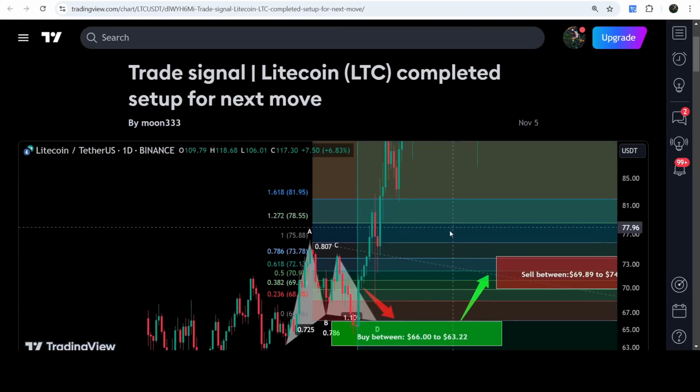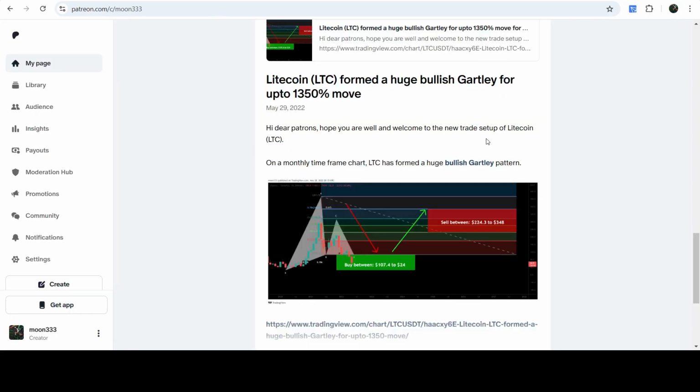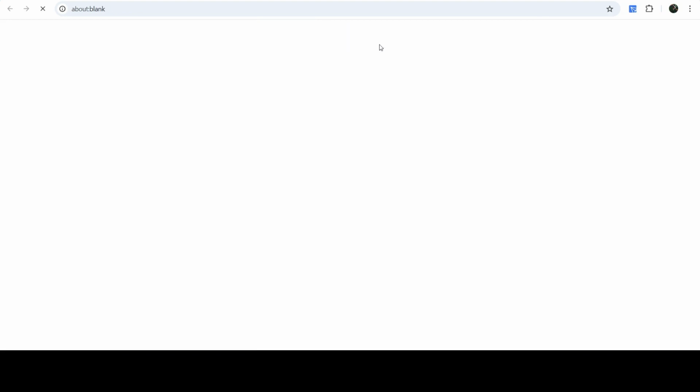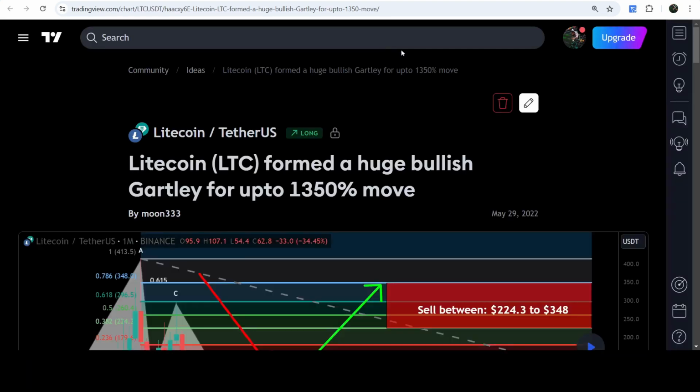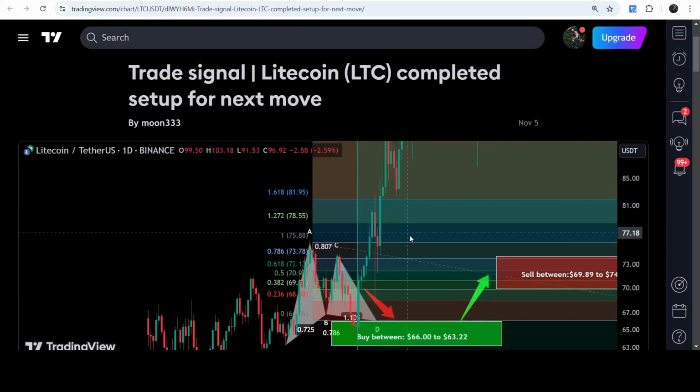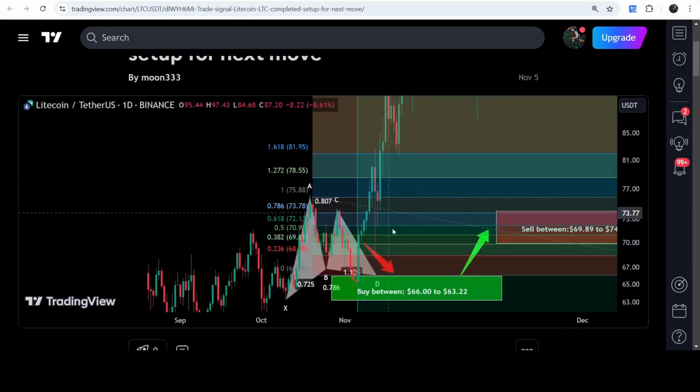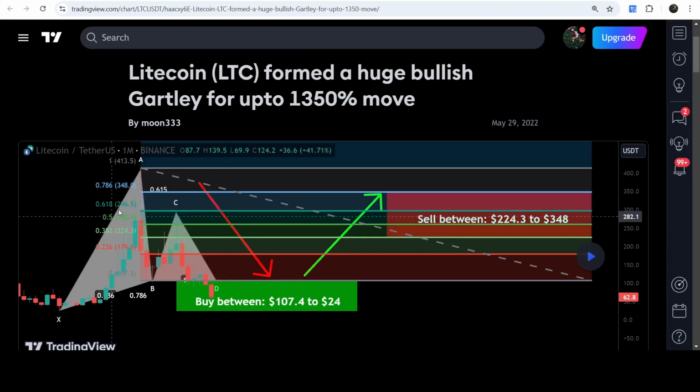Now, let me take you to the long-term trade signal that I shared in the month of May, on 29th of May 2022 with my members. And that was another very, very huge harmonic bullish reversal Garley pattern. This Garley that we were watching recently is formed on the daily time frame chart, but this one is formed on the monthly time frame chart. Therefore, this move was quite long term.